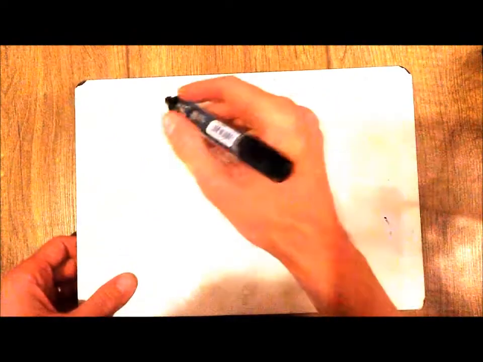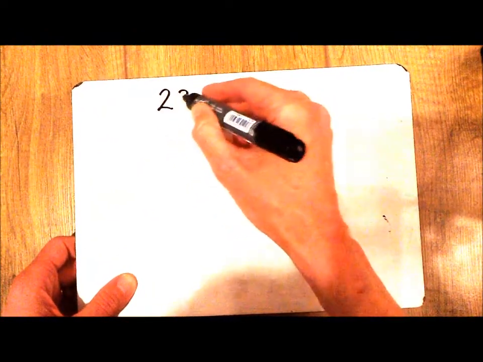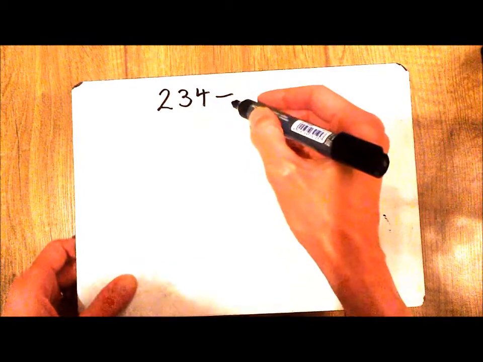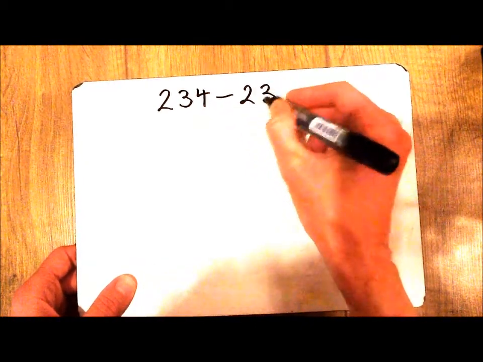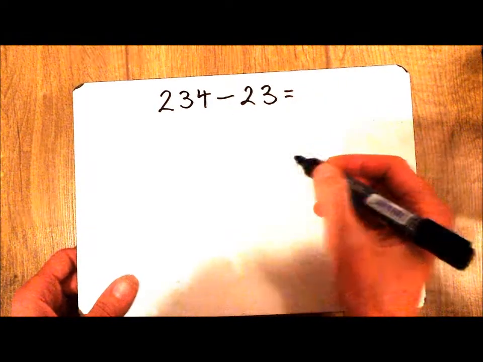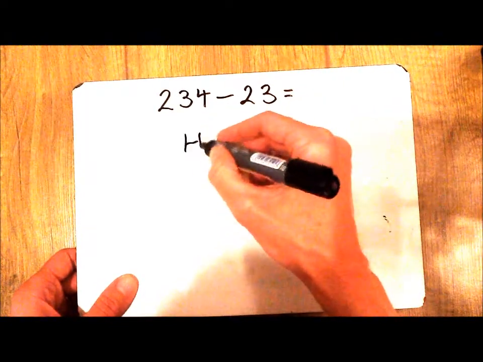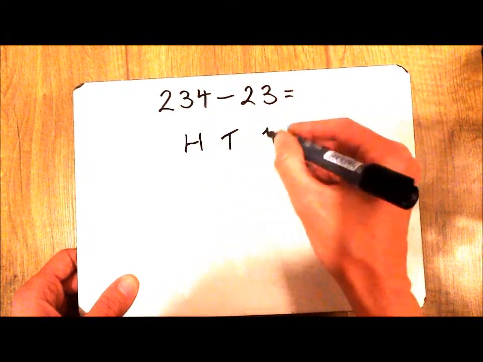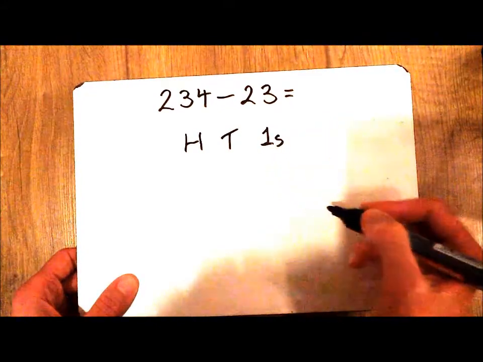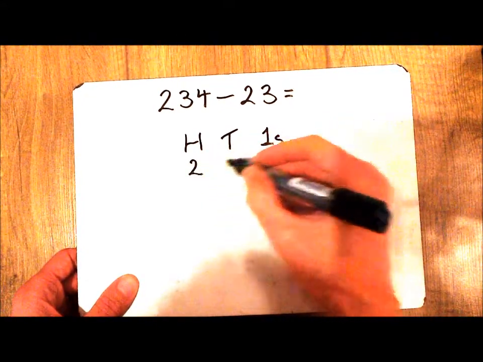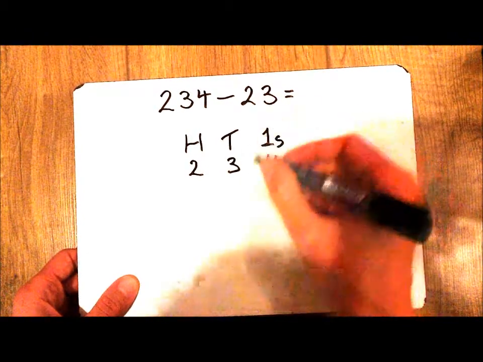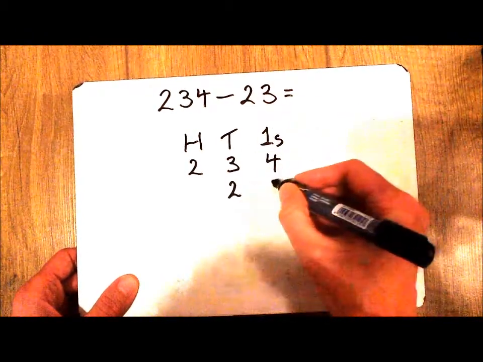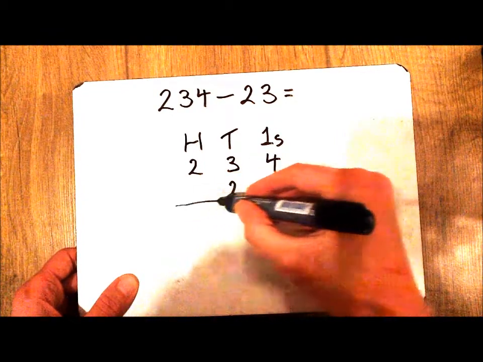So, imagine I have the sum 234 take away 23. First of all, I need to use my place value headings to set up the sum. So I'm going to put the biggest number in first, 234, and then I'm taking away 2 tens and 3 ones.